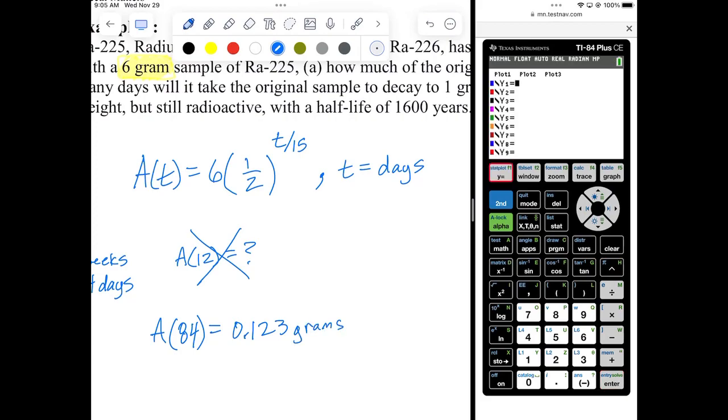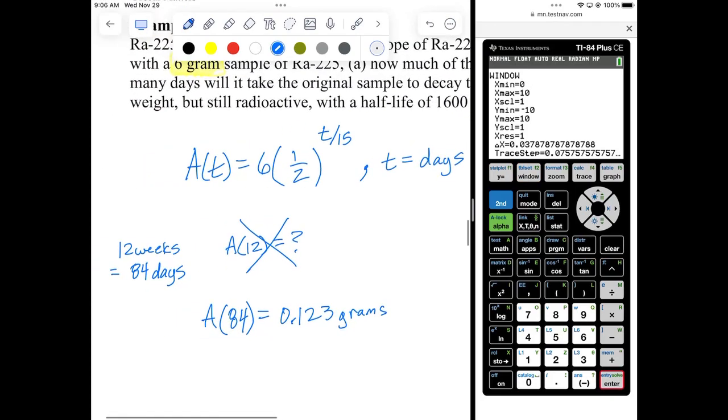The other way to do it, if you want to actually see the curve, is to type it in: 6 times 0.5 caret to the x divided by 15th power. And now we set a window. I like graphing it because it requires you to think about a reasonable window. What would be a good x min? We're measuring time in days. 0. What would be a good x max? Well, if we're going out to 84 days on our calculation, maybe something that includes 84, like 100 would be nice. And you can leave your x scale at 1, or you can turn it off to 0, either one.